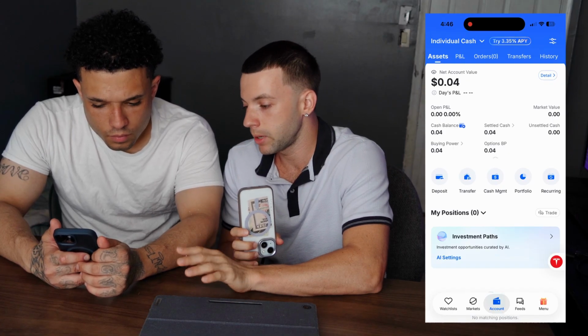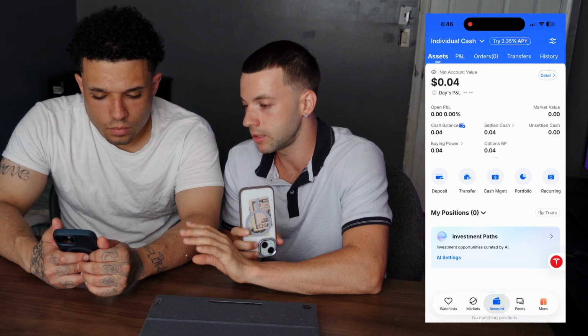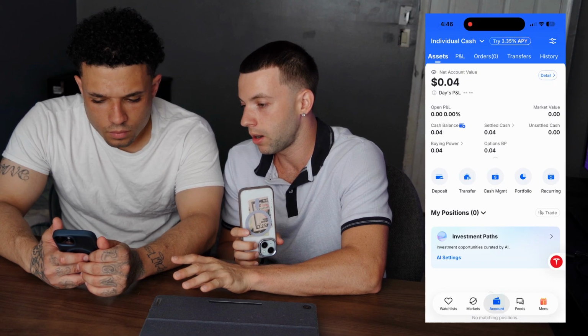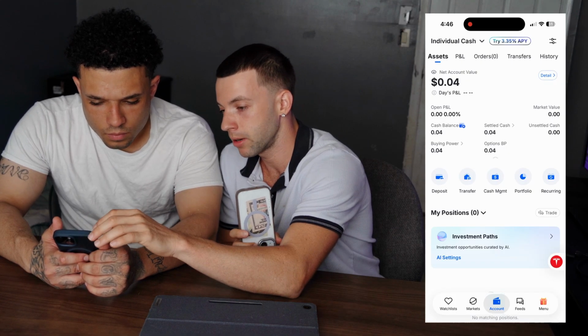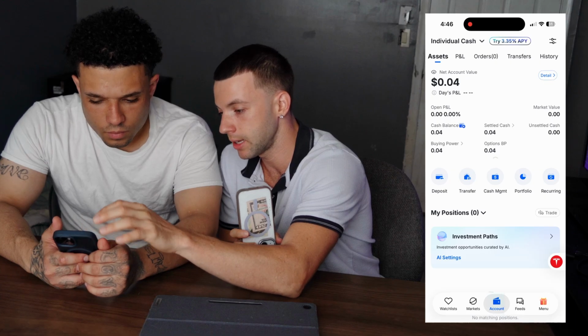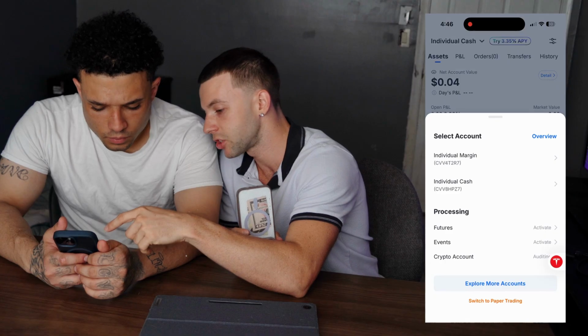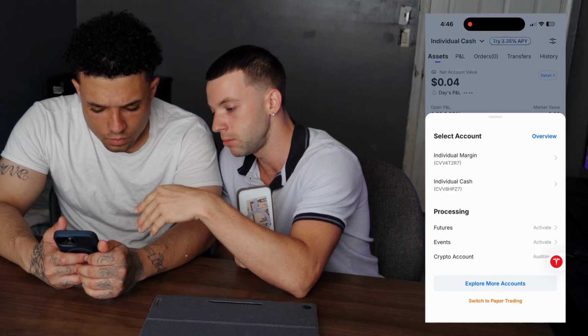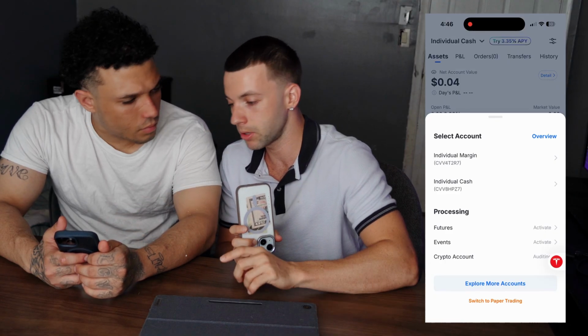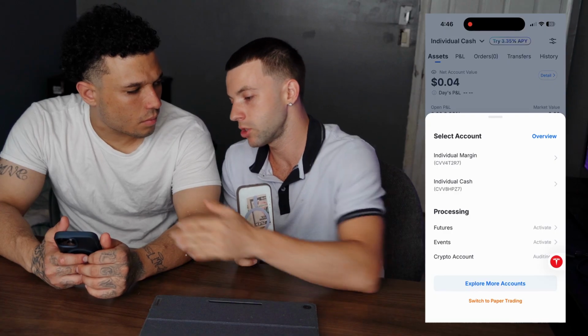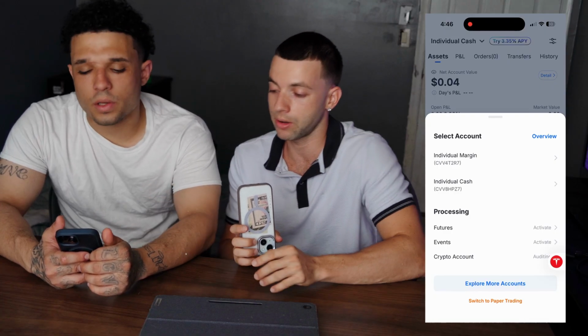So boom, this is Webull. This is the main page. This is your main account. On the top left up here where it says individual cash, you click that. All your accounts come up. You have margin, cash, and then on the bottom, you can open up a futures account and crypto account, all that. But right now, we're just going to focus on cash and margin account.